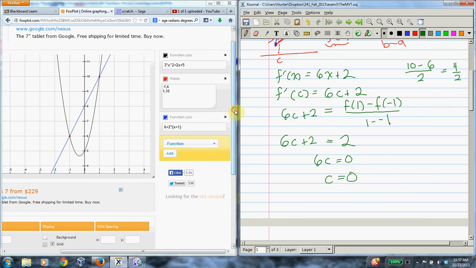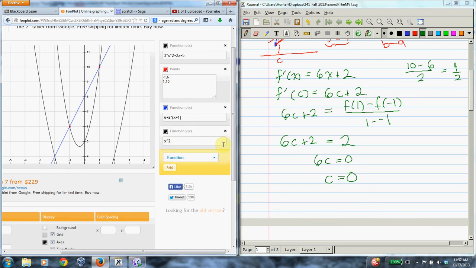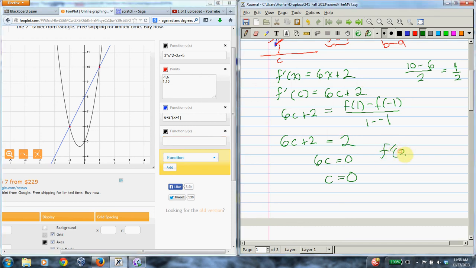So what does that mean for our picture? It means that it must be that the tangent line here at 0 is parallel to this line. So let's put it in there and see that that's true. So what is f prime of 0? f prime of 0 is going to be 2. Oh, that's a good sign. I mean, already we know it's correct for that reason. So f prime of 0 is equal to 2.